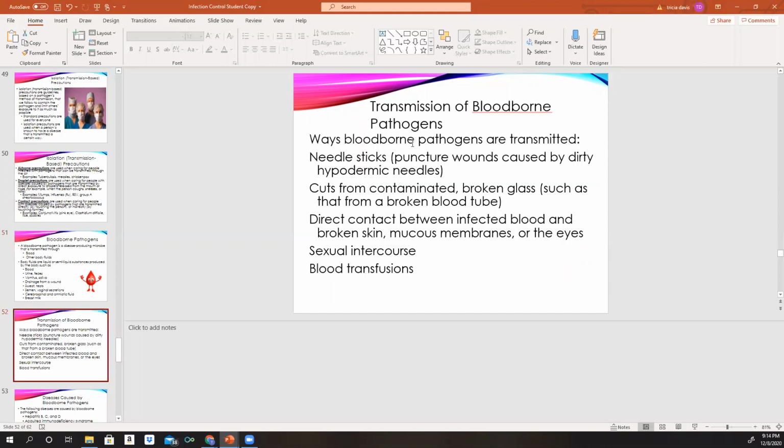So how do we transmit bloodborne pathogens? There are many ways that they're transmitted. They can be transmitted by needle sticks, which are puncture wounds caused by a dirty hypodermic needle. You can have cuts from contaminated broken glass, such as a broken blood tube. You can have direct contact between infected blood and broken skin, your mucous membranes, or even the eyes. They can be transmitted by sexual intercourse, and also from blood transfusions as well.